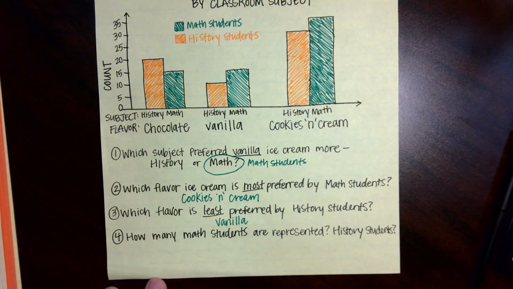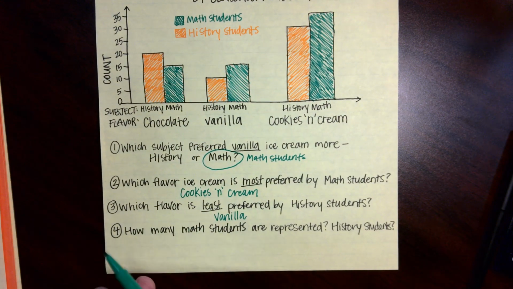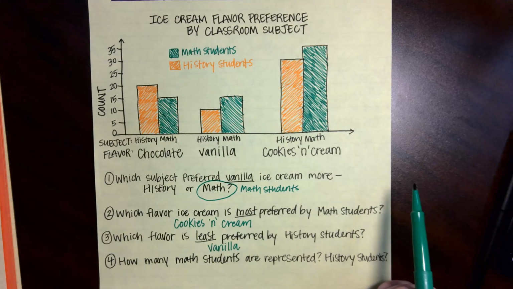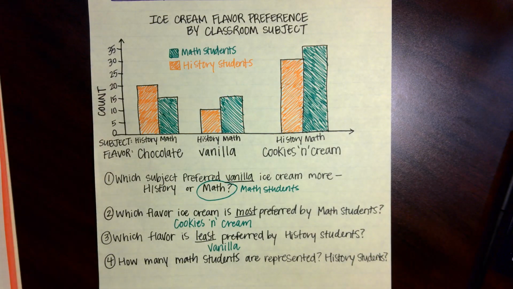Okay. Let's try number 4. The only thing I want to ask you here at the end is how many math students are represented here total? So, let's see. I got 55. Okay, guys, tell me how you found those numbers.